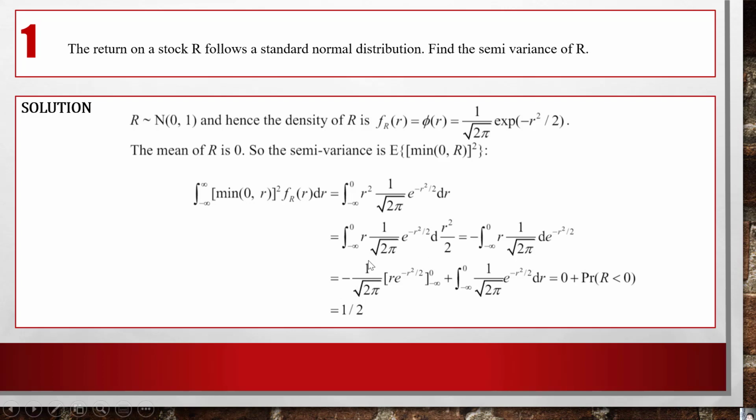And we got negative 1 over square root of 2 pi times R e to the negative R squared over 2 from negative infinity to 0, plus the integral from negative infinity to 0 of 1 over square root of 2 pi e to the negative R squared over 2 dR. The last term is the probability that R is less than 0, and the front term should be 0. So finally the semi-variance is 1/2. And one thing we can notice here is, remember for the standard normal distribution the variance is 1, right? And then the semi-variance is 1/2. This is a beautiful answer.